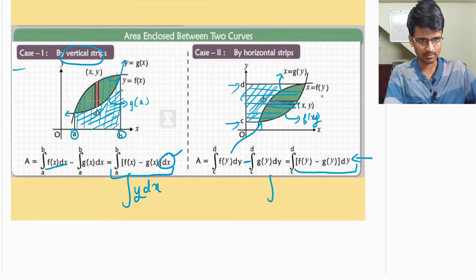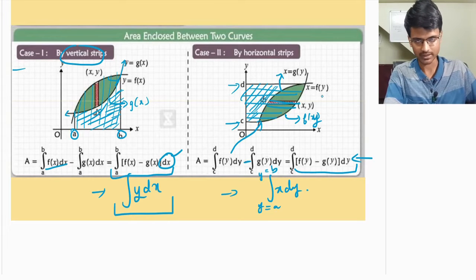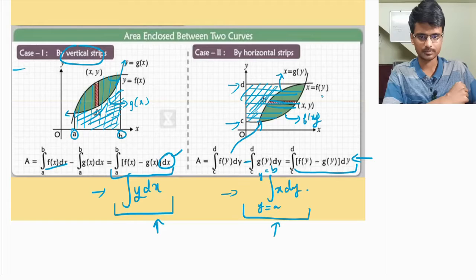So this is something like x dy, and the limits are a to b. So remember these two things, but mostly we will be using this equation only, though it depends. If for a given graph this is easier, you can apply this method or that method. Okay, moving on to the questions.